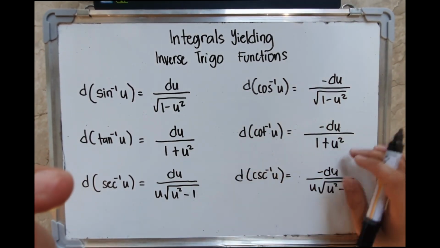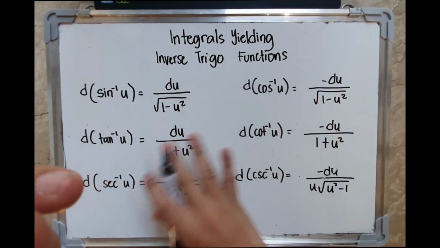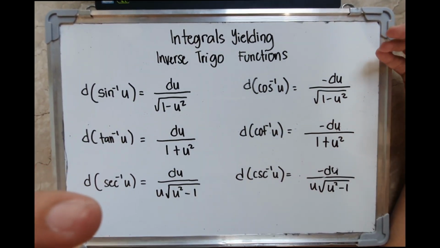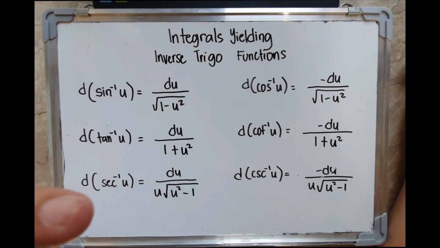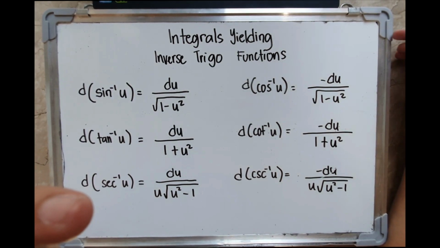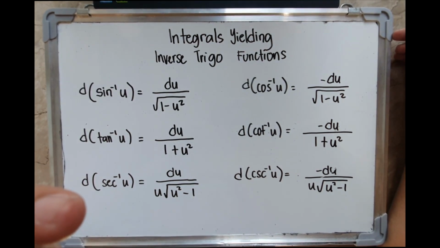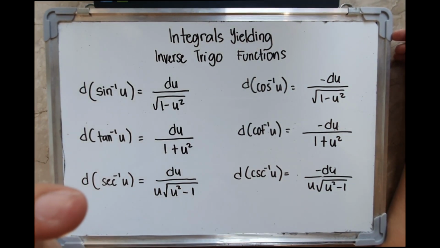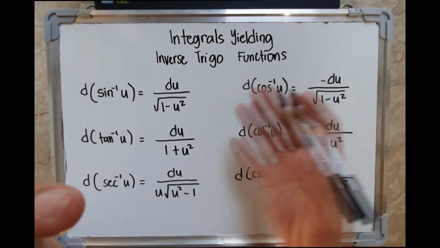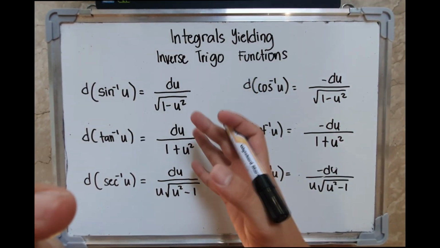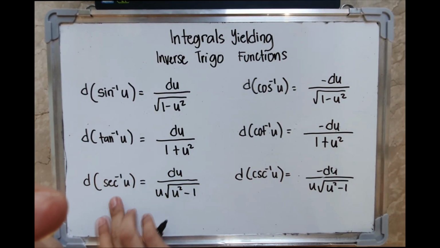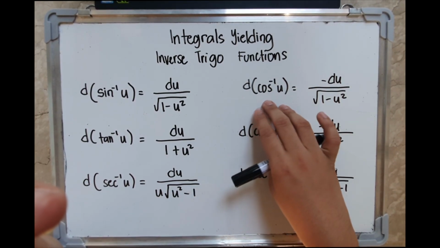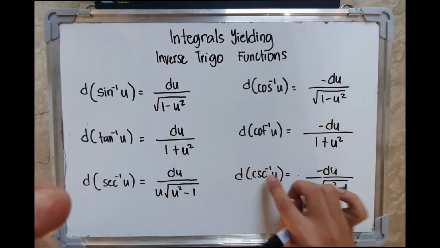Okay, so we are already familiar with this, and we have memorized this one long time ago. So our task is to find the formula for the integral. Okay, so this time we will focus our attention on these three inverse trigonometric functions. We will only focus on sine, tangent, and secant. We will no longer memorize cosine, cotangent, and cosecant.